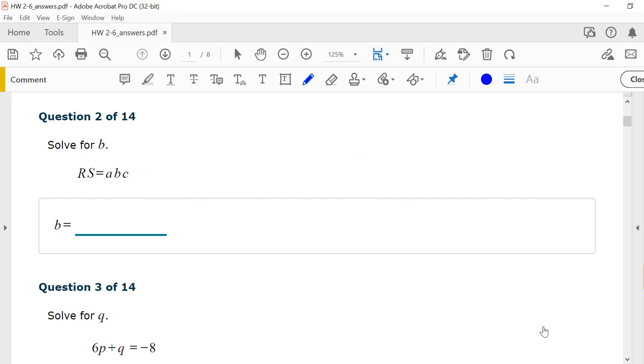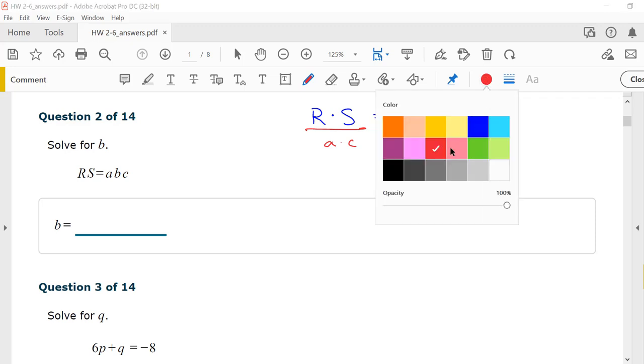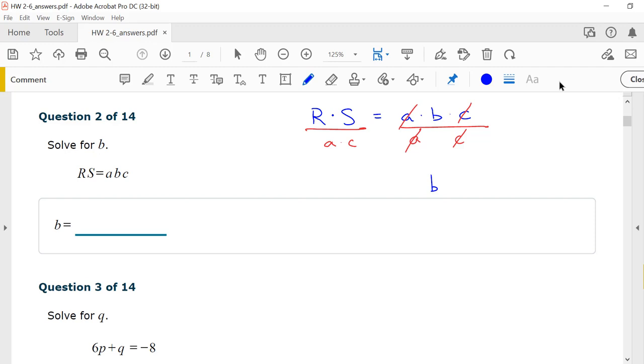Number 2 says to solve for b, and your equation is r times s equals a times b times c. You want to get b by itself. First thing you need to do is get rid of the a and the c. Well, right now you're multiplying b by a and c, so I need to divide both sides by a times c. The a's would cancel and the c's would cancel on the right. So I would have b equals r times s over a times c. I've solved for b.